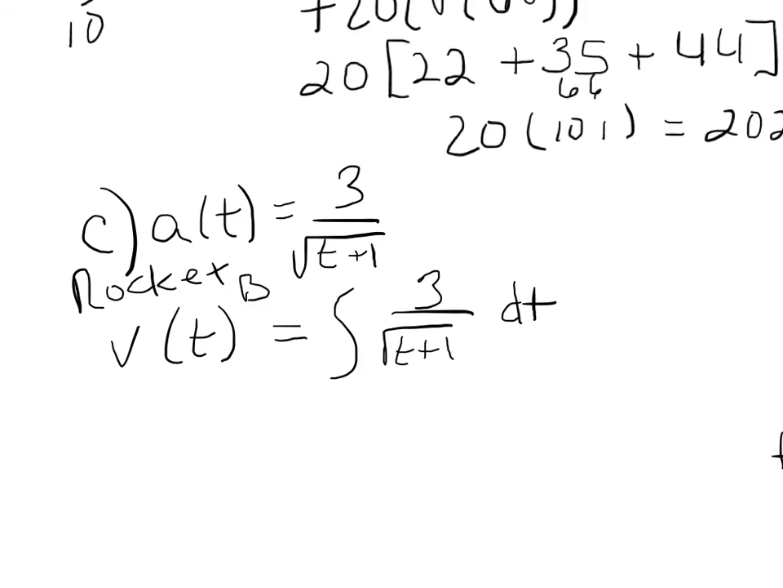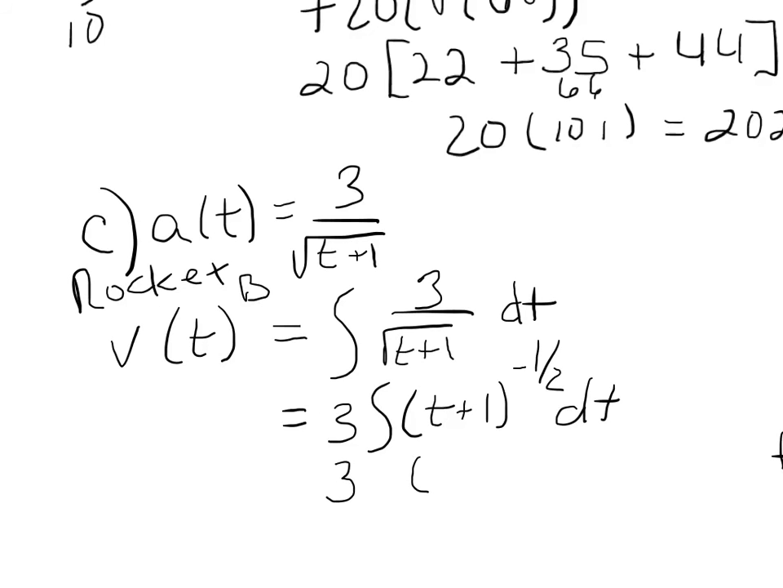Okay, we've got velocities for rocket A. We just need a velocity for rocket B. So we can take the antiderivative. If we move this 3 to the front, this becomes t plus 1 to the negative 1/2. You can integrate that. We're going to have 3 times t plus 1 to the 1/2 times 2, which is 6 square roots of t plus 1 plus c.